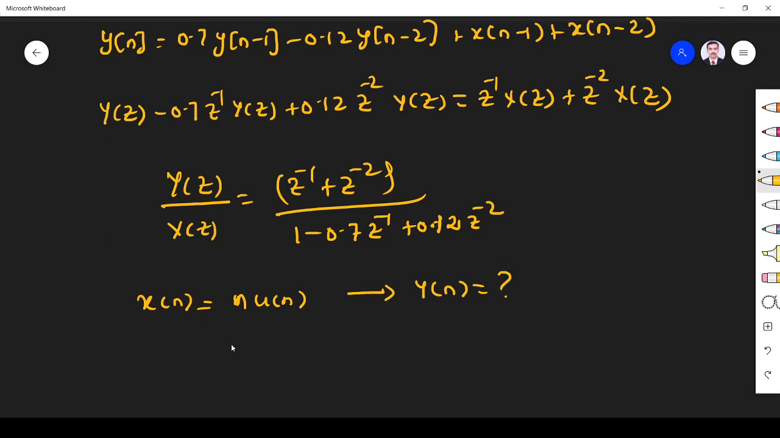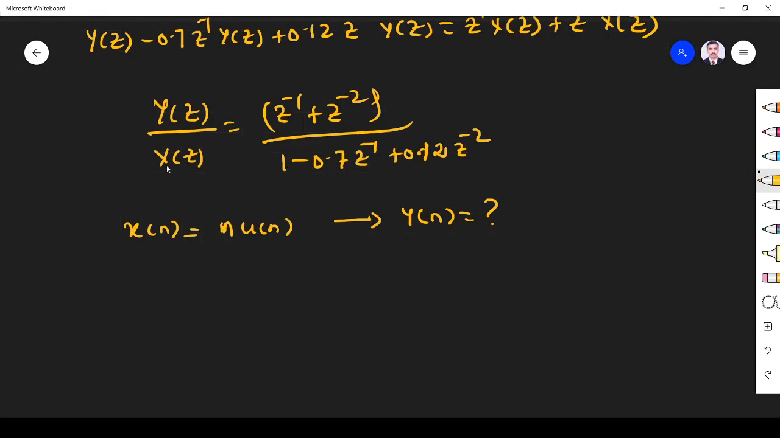So what I am going to do here is, I find x of z and substitute here, then I will get the equation in terms of y of z. The inverse transform of y of z is y of n. Then I will get y of n. Are you understanding the logic? So first I find x of z, which I substitute here. Everything will be a function of y of z. Take the inverse z transform, you will get y of n. So first I find x of z.